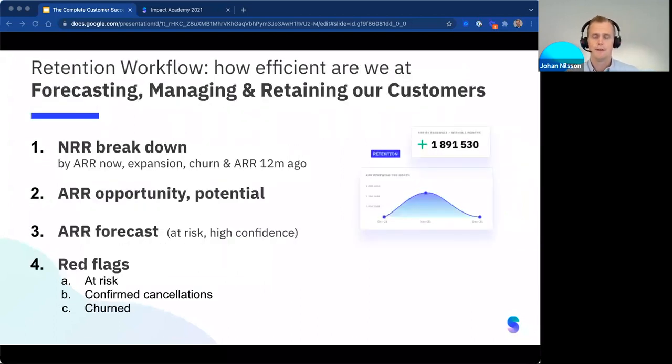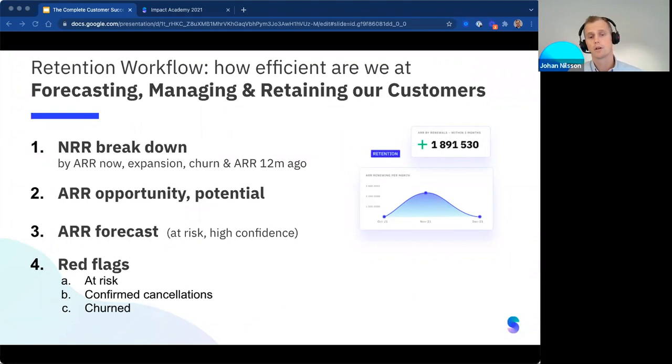So, retention workflow, this is about how efficient we are on forecasting, managing, and retaining the customer. Here we need to have a net revenue retention breakdown. How is the ARR now? How is our expansion? How is our churn? And what was the ARR 12 months ago?